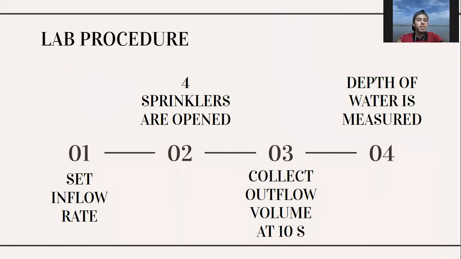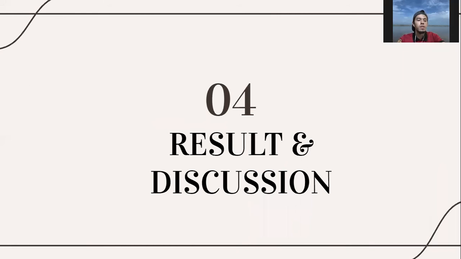Next, this is a short procedure during the experiment. The inflow rate was manipulated to a few readings for all inlets. To see the comparison, 4 sprinklers were used, so the area covered by the rainfall was around 0.25 square meter in total. After that, discharge water was collected for 10 seconds, consecutively 3 times, to get the average. Lastly, the depth of water around the inlet was also measured. Then we move to the results and discussion part.